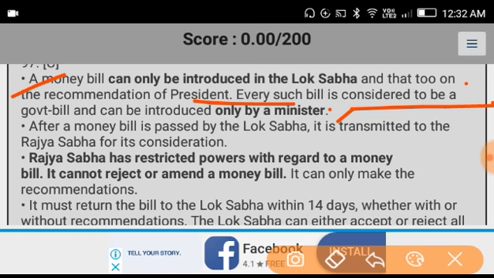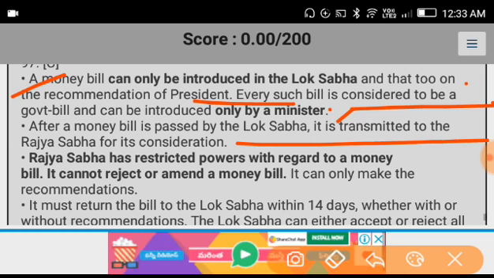Please remember, after the money bill is passed by the Lok Sabha, it is transmitted to the Rajya Sabha for its consideration. The Rajya Sabha has restricted powers with regard to a money bill. It cannot reject or amend a money bill. It can only make recommendations.